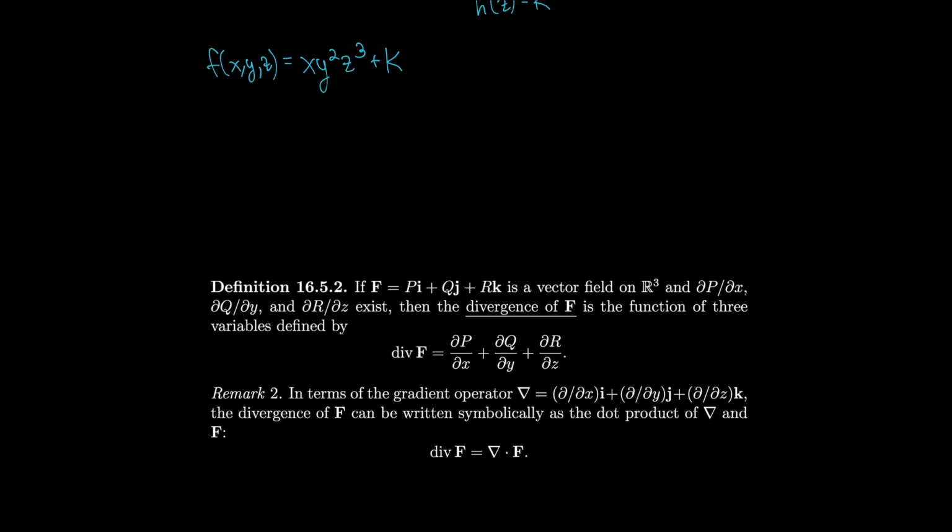Next up, if f equals pi plus qj plus rk is a vector field in R3, and the partial of p with respect to x, q with respect to y, and r with respect to z exist, then the divergence of f is the function of the variables defined by adding all of those up. So it's kind of like you take the gradient, and instead of writing the gradient as each of its separate components, you just add up all the components of the gradient when you apply it to the function.